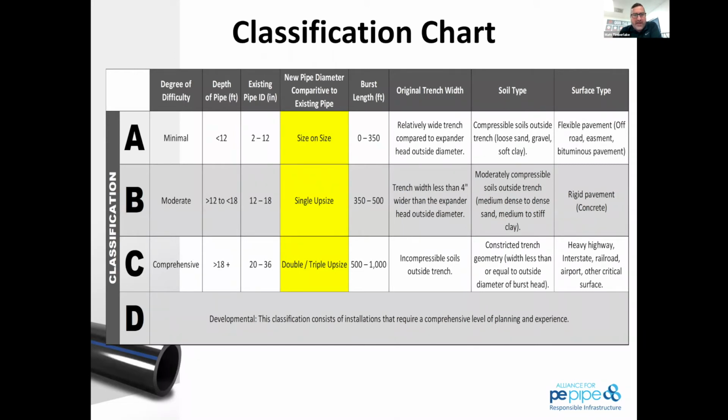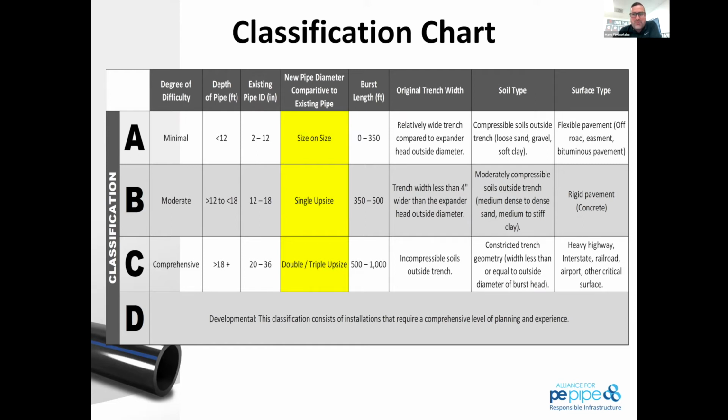We consider burst length. Minimal is that 0 to 350 foot installation. Above that, we see installations on a regular basis that are 600, 700, 800 feet. We installed a line once that was like 1,300 feet, I think. All of these other factors were just right for that to happen, but we do always want to consider burst length. Another one to really keep into consideration is the original trench width.